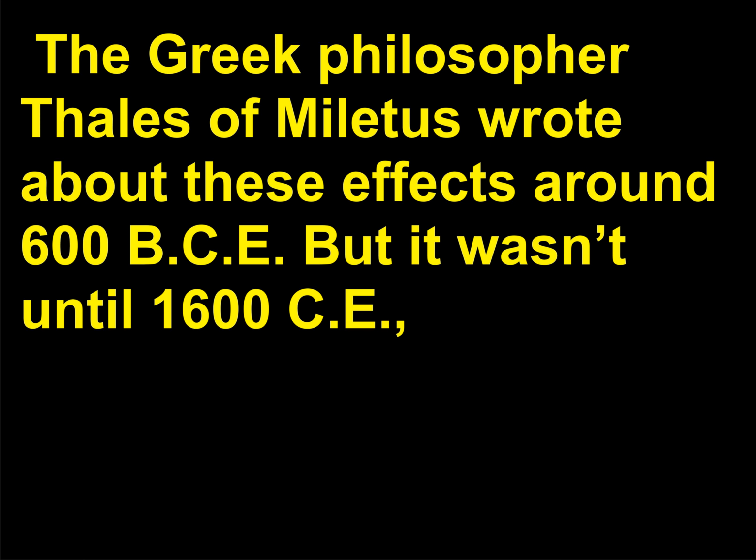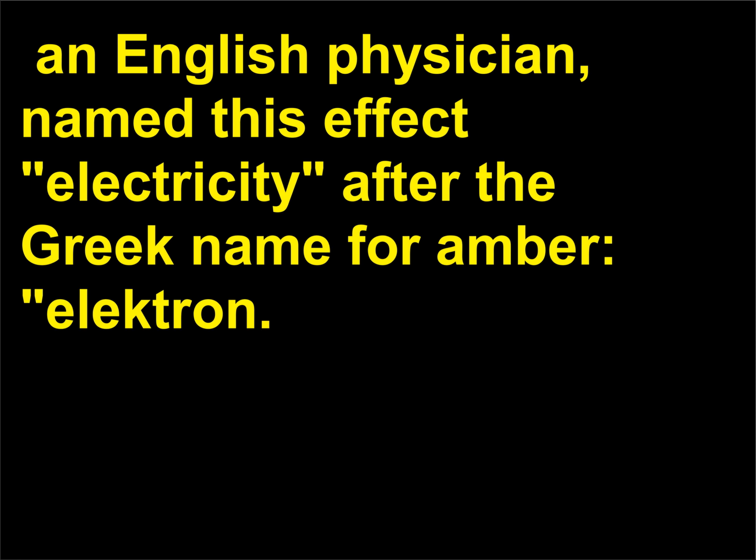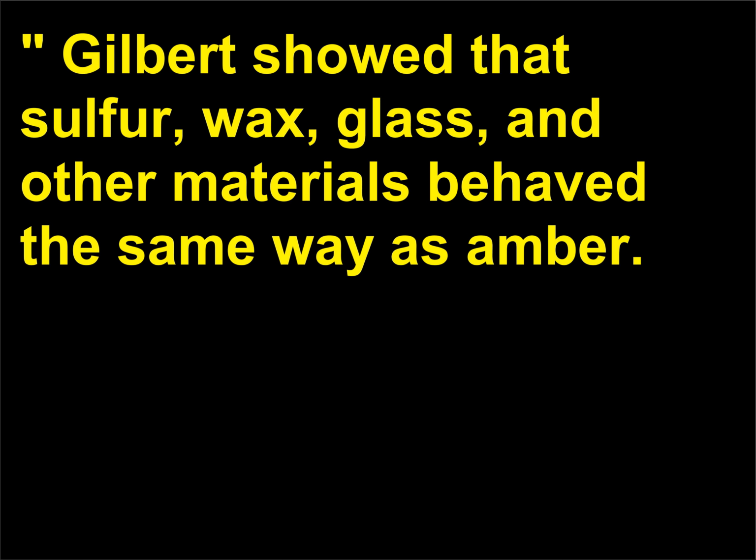The Greek philosopher Thales of Miletus wrote about these effects around 600 BCE. But it wasn't until 1600 CE, some 2,200 years later, that William Gilbert (1544 to 1603), an English physician, named this effect electricity after the Greek name for amber, electron. Gilbert showed that sulfur, wax, glass, and other materials behaved the same way as amber.